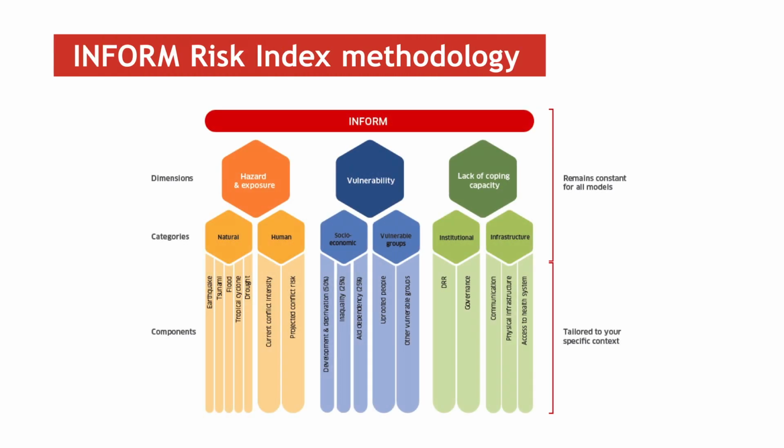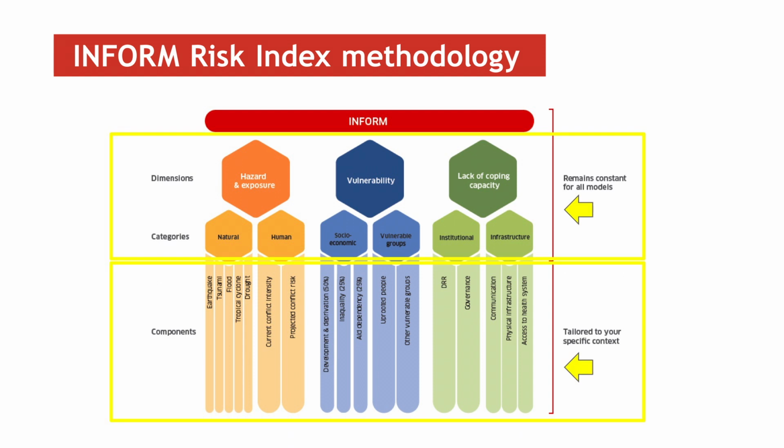The INFORM Risk Index includes the 3 dimensions of risk. The top row of the picture: hazard and exposure, vulnerability, and lack of coping capacity. Each dimension encompasses different categories. The second row of the picture. Finally, there are many components within each category. Dimensions and categories remain constant in all models, while the components within each category are tailored to the subnational context. They are carefully chosen based on partner consensus and available data during the consultation and workshop process.